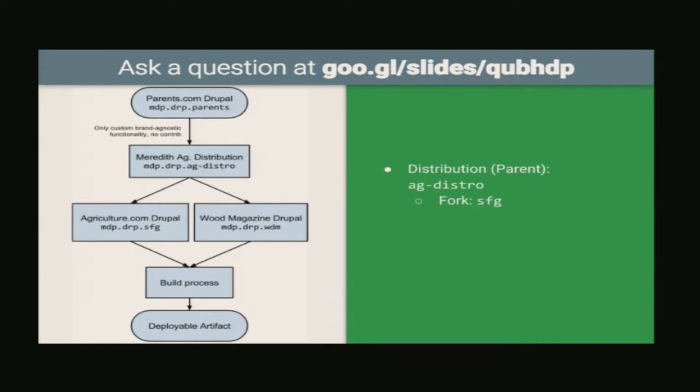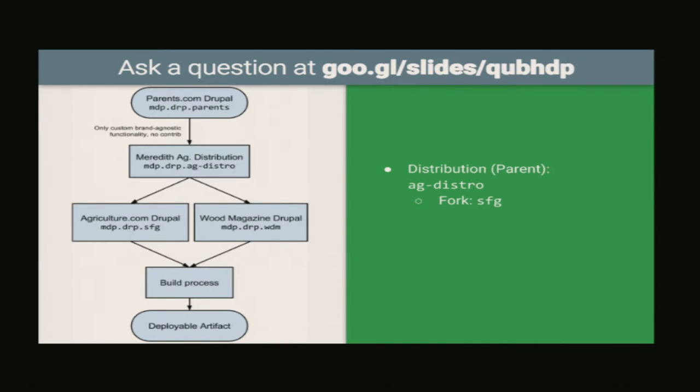We have this parent distribution. This is what everything goes into, all the common functionality. You actually see something up here on top, parents.com Drupal. This is another Meredith property. It's a Drupal site, which in itself is actually a fork of yet another multi-site. But the advantage of using this as a partial base is that they had a couple of modules that handled specific use cases, specifically integration with single sign-on and registration and subscription management. These were pieces that already existed. We wanted to leverage existing code, not reinvent the wheel, because that's inefficient.